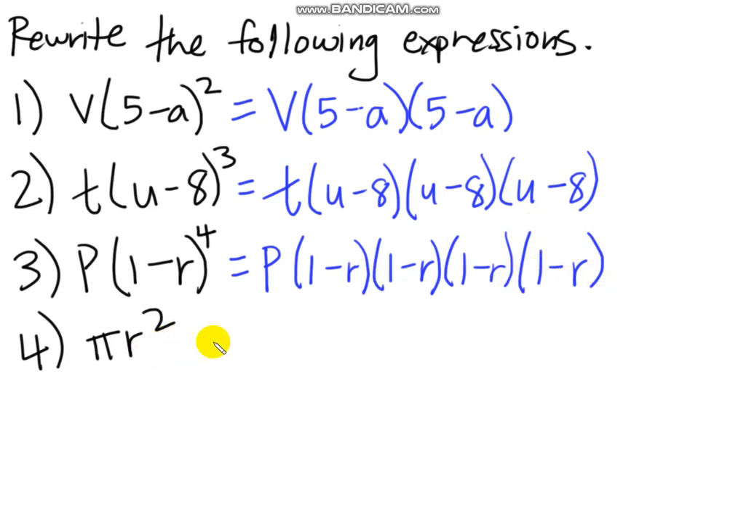Okay? This one, pi r squared. Some of you may have learned that in geometry or from 6th or 7th grade. If you remember, this is the formula for the area of a circle. So if I were to just expand r squared, r squared is just r times r. So this would be pi times r times r. So that's just expanding all of these expressions.